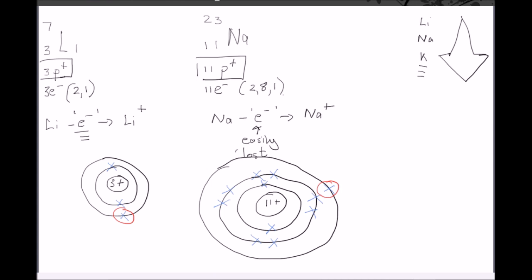So hopefully some of you are starting to see why it will be easier to lose the electron in the sodium than the electron in the lithium. And the reason is quite simply because of the distance from here to here. It's clearly further from the nucleus of the sodium to the outer electron than it is from the nucleus of the lithium to the outer electron.